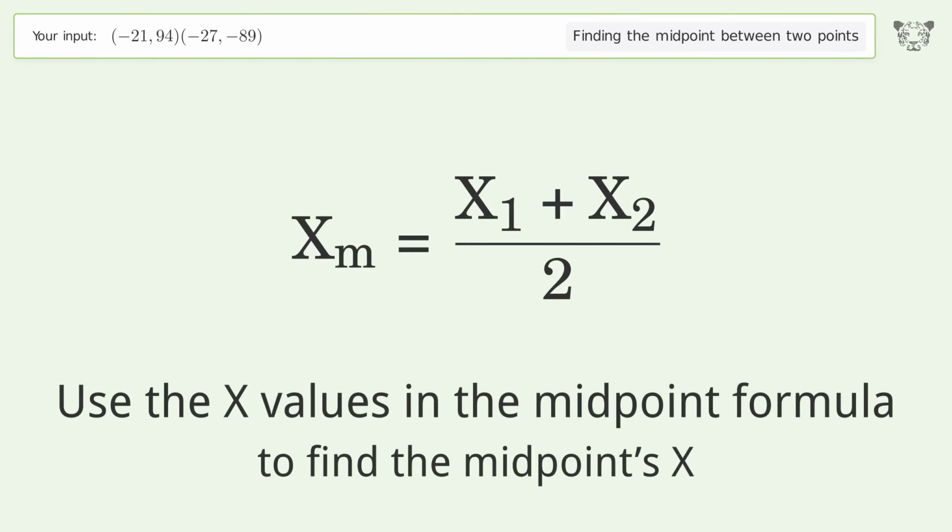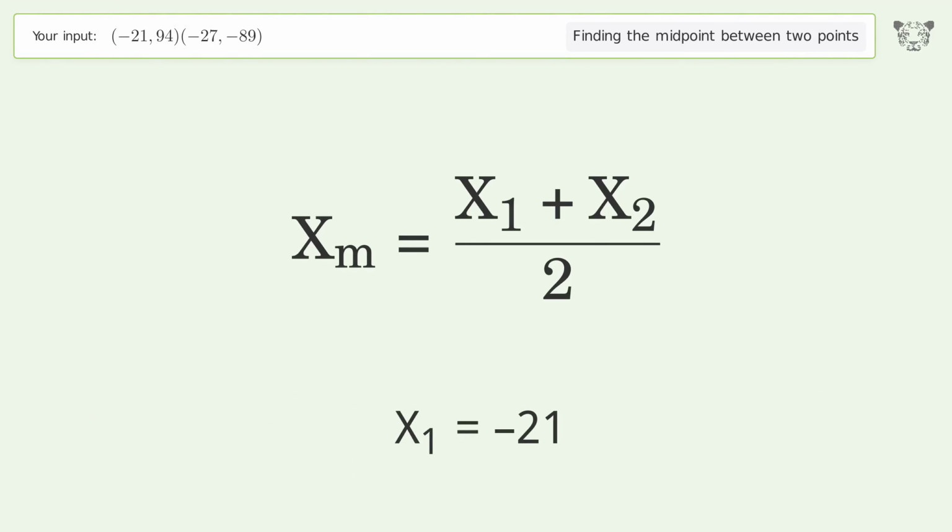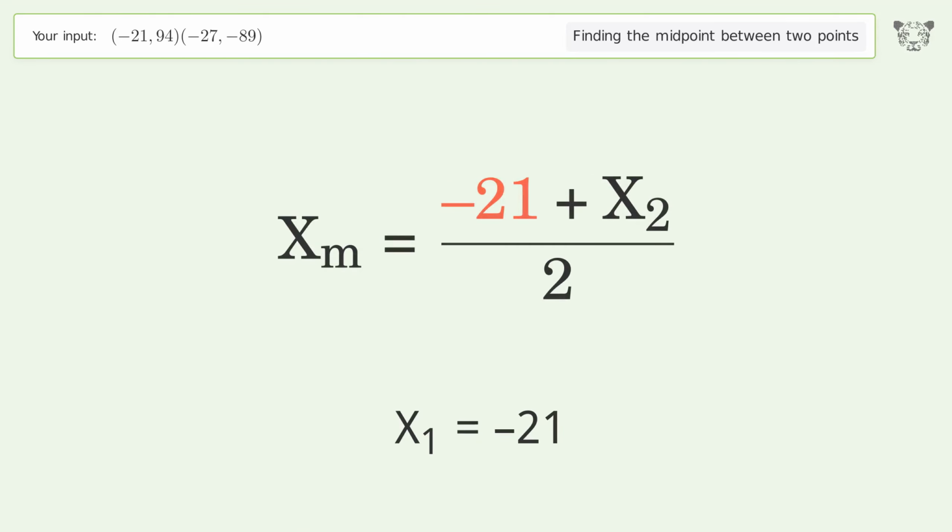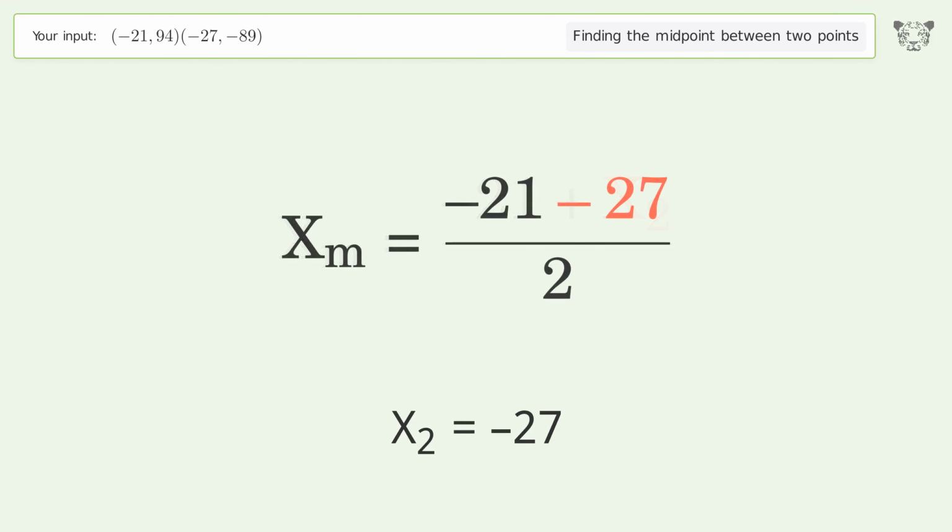Use the x values in the midpoint formula to find the midpoint's x. x1 equals -21. x2 equals -27. Simplify the arithmetic.